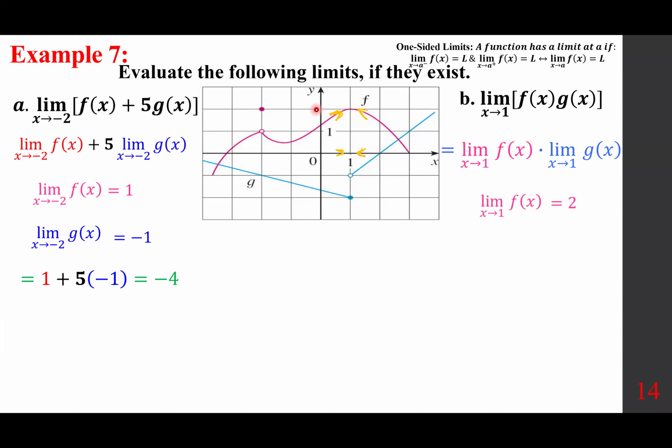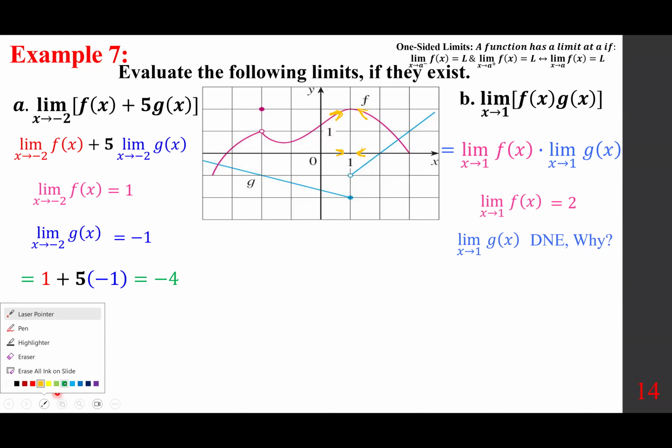We are going to look at the limit of g of x as x approaches 1, and that does not exist. Why is that? Take a look. From the left, we are going this way, which means we are moving towards this point. And this point has the coordinates, this is 0, negative 1. This has the y coordinate negative 2.